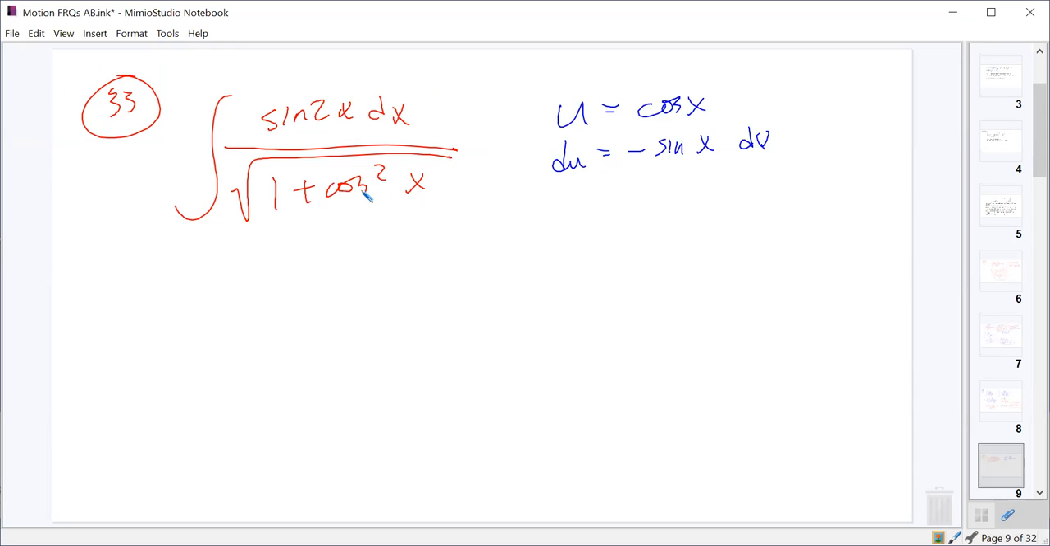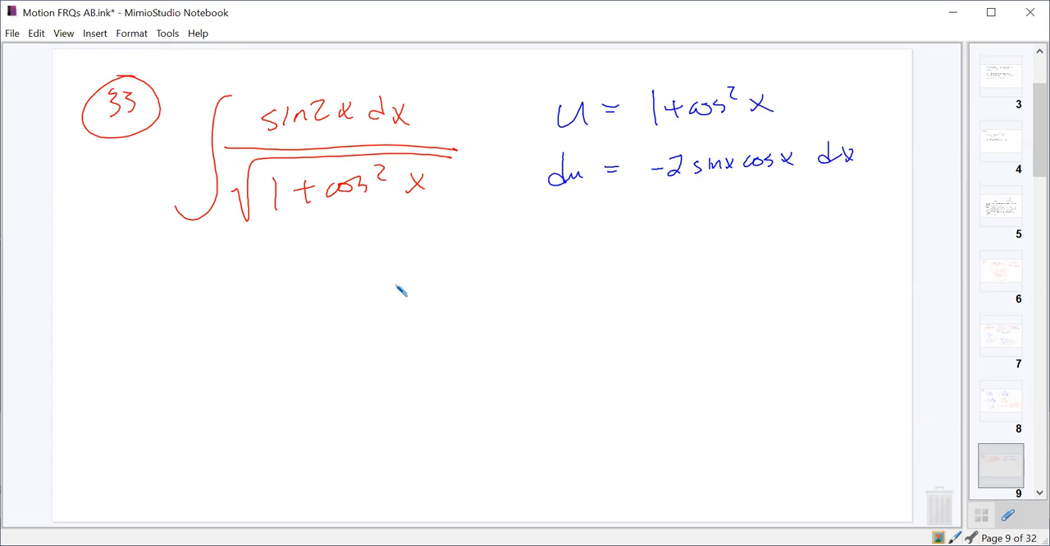It is not like the inverse sine one, actually. So that substitution would work, but it gets moderately complicated. The easier way to do this would be to let u equal 1 plus cosine squared x, because that's just going to give me root u in the denominator. And what's the derivative of 1 plus cosine squared x? Well, the 1 goes away. The derivative of cosine squared becomes 2 cosine times the derivative of cosine. So that'd be negative 2 sine x cosine x dx.